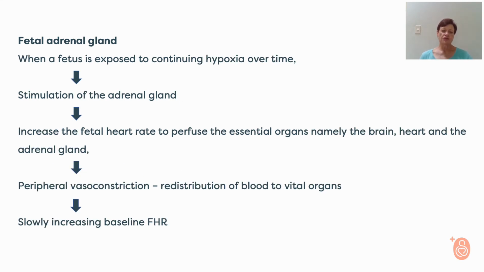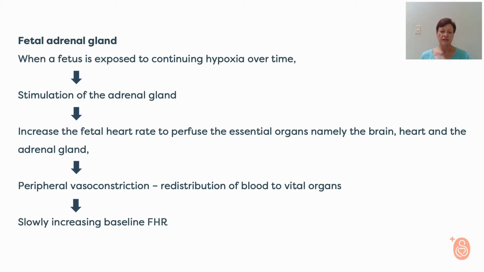So when a fetus is exposed to continuing hypoxia, as we said, it causes stimulation of the adrenal gland. The reason for this is that the fetal heart rate increases in order to protect the essential organs against hypoxia, against the oxygen deficiency. So the fetal heart beats faster so that more oxygen can go to the essential organs, namely the brain, the heart, and the adrenal gland. At the same time it also causes peripheral vasoconstriction so that less blood goes to all the other non-vital organs. That's one of the reasons why in the case of persistent hypoxia, babies are born very pale, because of this peripheral vasoconstriction, which is almost a late effect of continuing hypoxia.